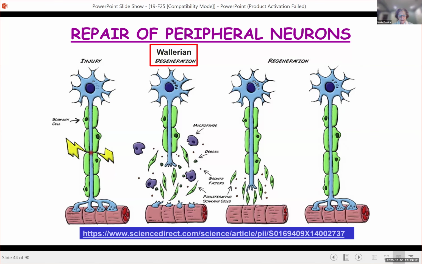Now, the distal part of the axon is destroyed, is removed, and we call that the Wallerian degeneration. Wallerian degeneration refers to the destruction of the distal part, the part of the axon that is not in continuity with the cell body. But the proximal part of the axon continues and can regenerate and meet, in this case, the muscle. So this happens at the periphery.